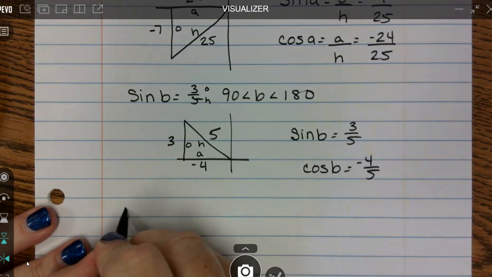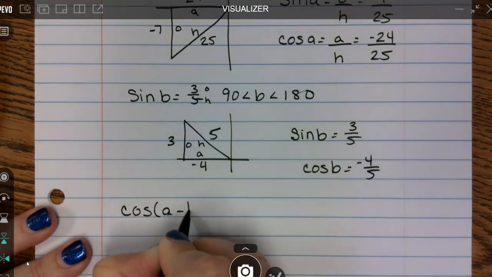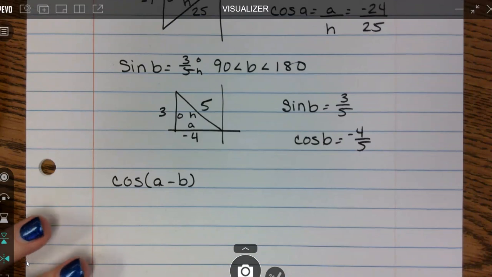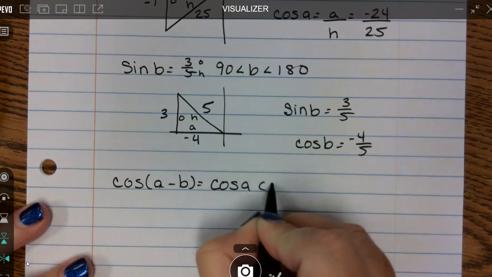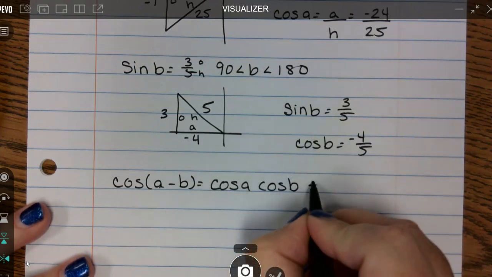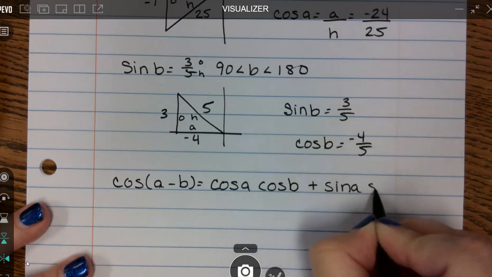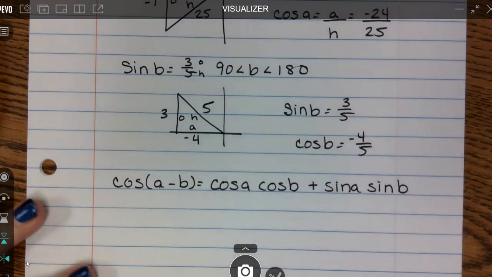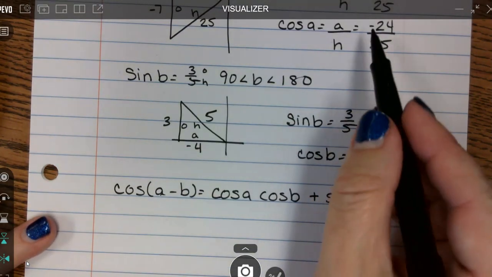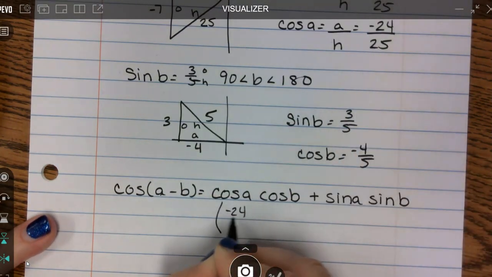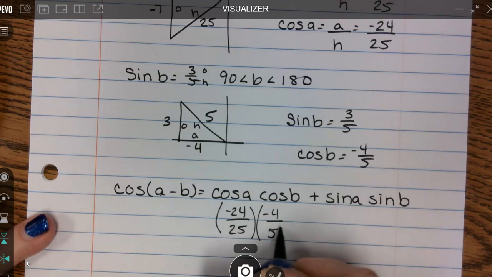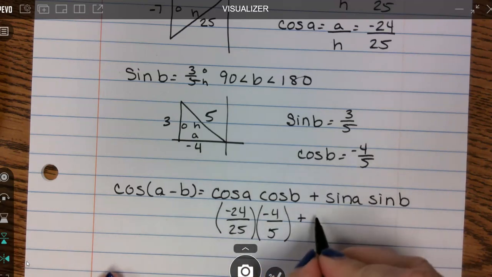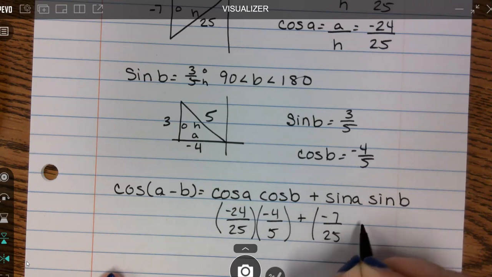So now the question is, what is cosine of A minus B? So what we're going to do is just read this off your formula sheet. And again, I recommend you write the formula down. So cosine, cosine, sine, sine. So cosine A, again, now I'm going to pick off everything. Cosine A is negative 24 over 25. Cosine B is negative 4 over 5. Sine A is negative 7 over 25. And sine B is 3 over 5.